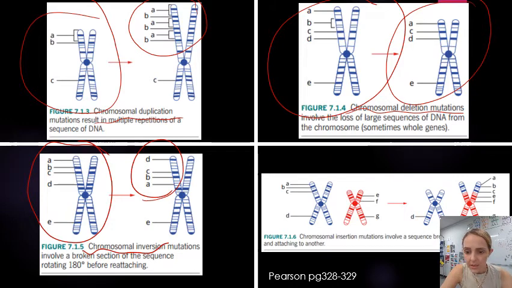The last one here is an insertion where you actually have a piece from one chromosome, A, B, C over here, swap over to this one and insert itself into an incorrect chromosome. So it's in the wrong position.